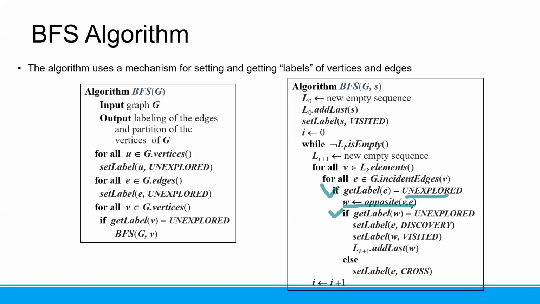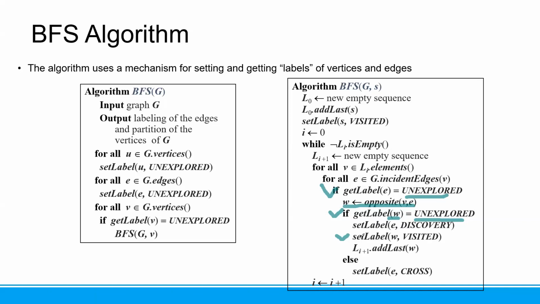The W now is the opposite of this A and B. It is the B. So we want to check whether the label of W is unexplored. Yes, B has not been visited. So we will set label E as discovery. Now it becomes a discovery edge. And then set label W as visited. Set W, this one, now B is visited. W equals B. Okay.